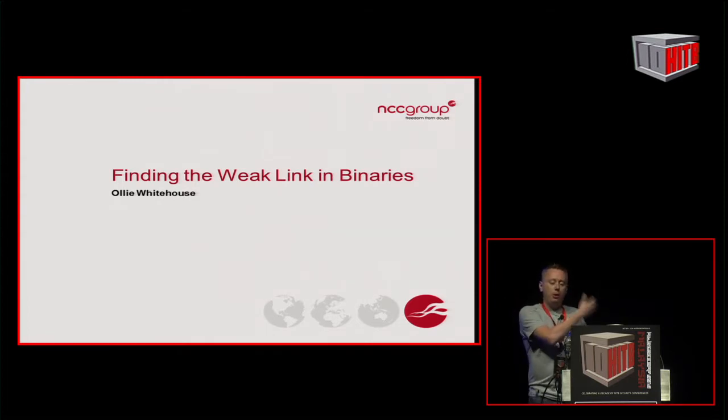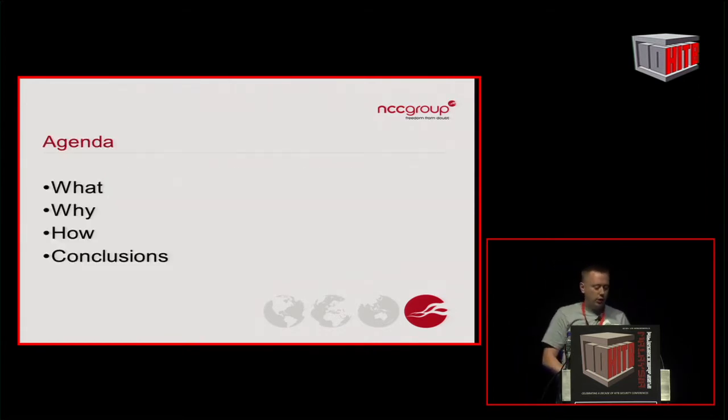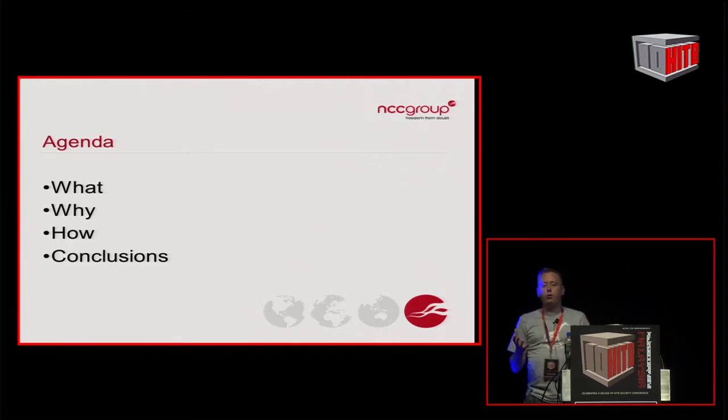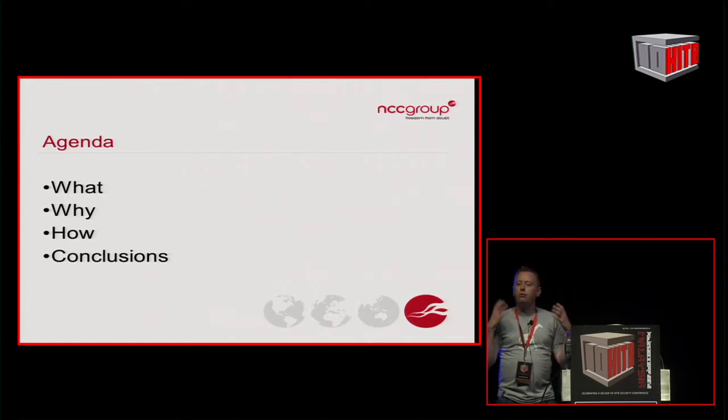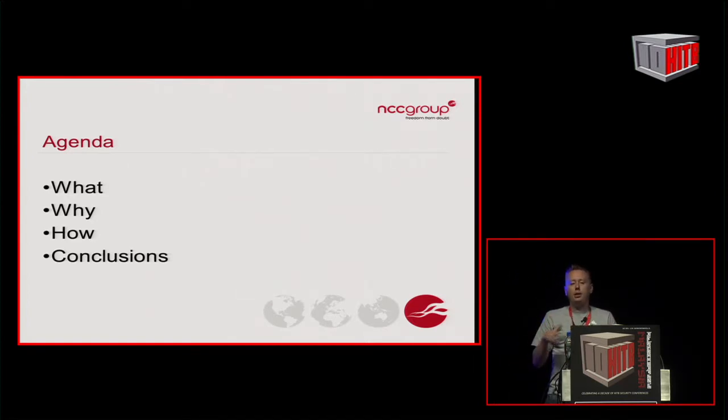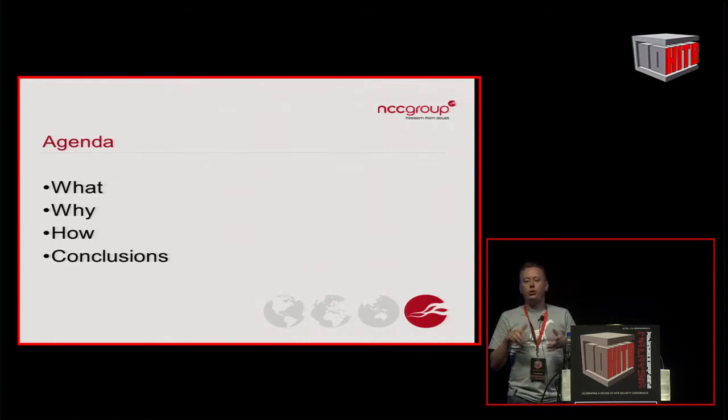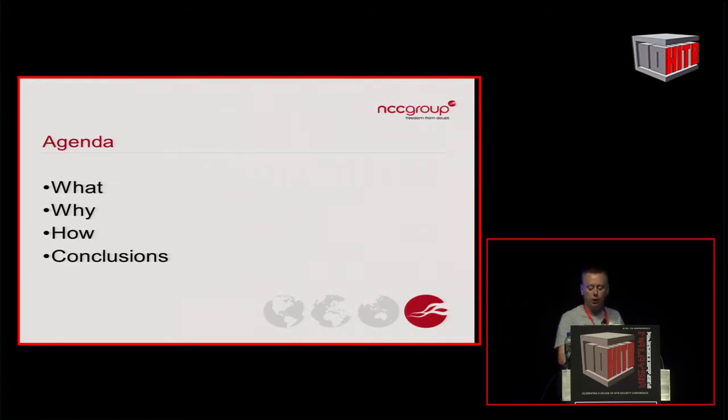The purpose of this presentation is to explain how the tool is built from the ground up, but as you'll see at the end, it culminates in a utility or program which can be used by pretty much anyone to identify the weak links in binaries. We'll go through what we are looking for when we're looking for these weak links, why, and then how. I'm going to delve into how we go about detecting these deficiencies or the presence of these defensive mechanisms, and then some conclusions.